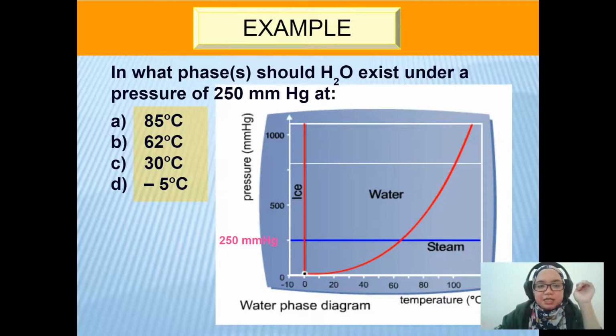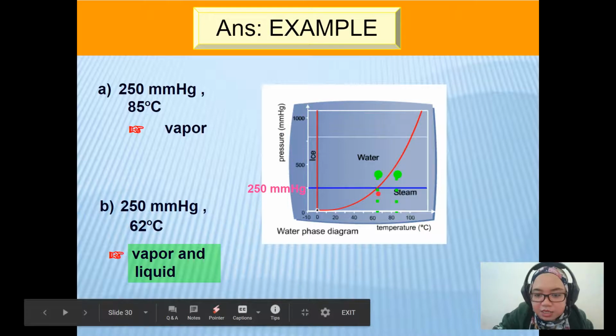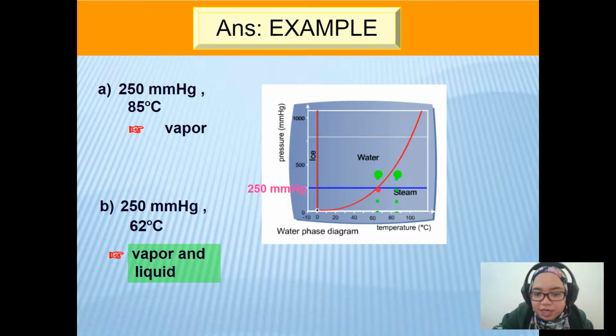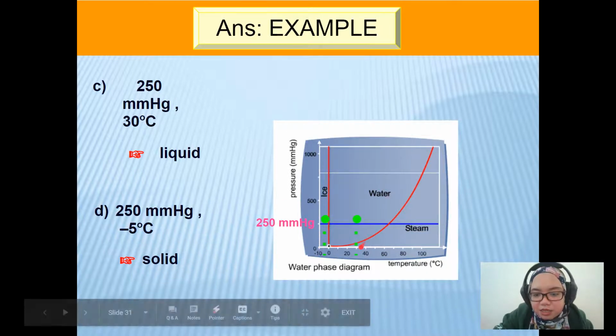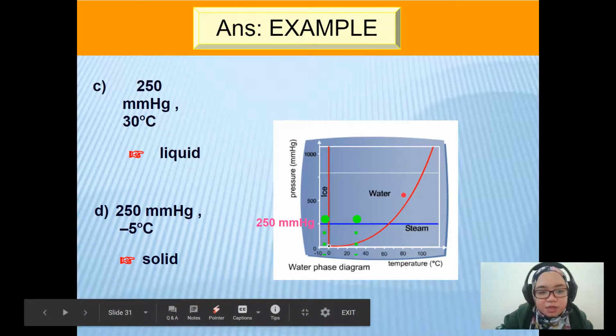So, let's look at the question. In what phase should water exist under a pressure of 250 mm Hg at 85 degrees Celsius? At 85 degrees Celsius, it will exist as steam. Gas. 62 degrees Celsius, gas too? Or? Okay, vapor and liquid. Okay. Here, 62 degrees Celsius here. So, it will exist as gas and liquid. If 30 degrees Celsius here, it will exist as liquid. So, here. And then negative 5, it will exist as solid. Okay.